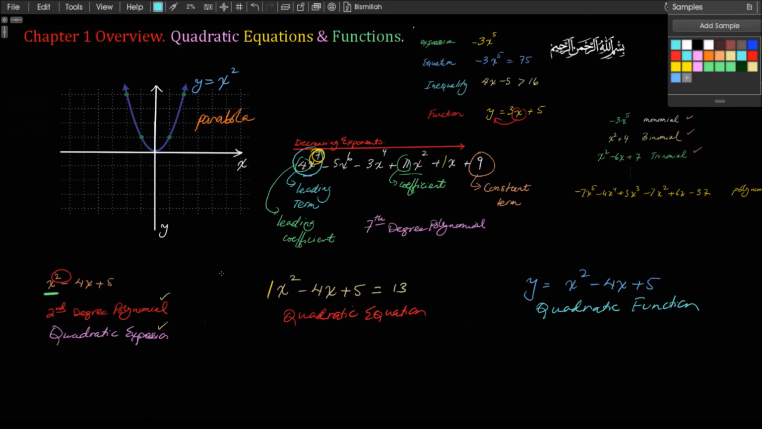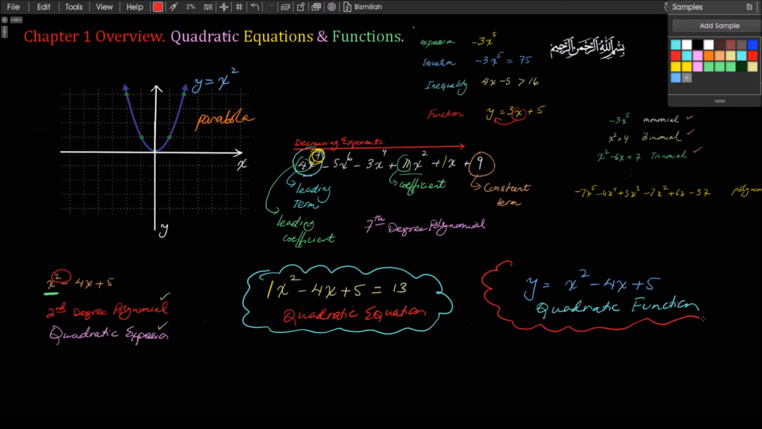So now I hope you understand what this chapter is all about. It's about quadratic equations, and it's about quadratic functions like this. And as I've already suggested, if you were to graph out quadratic functions, they come out as parabolas. Today I shared with you some very important basic algebraic terms.